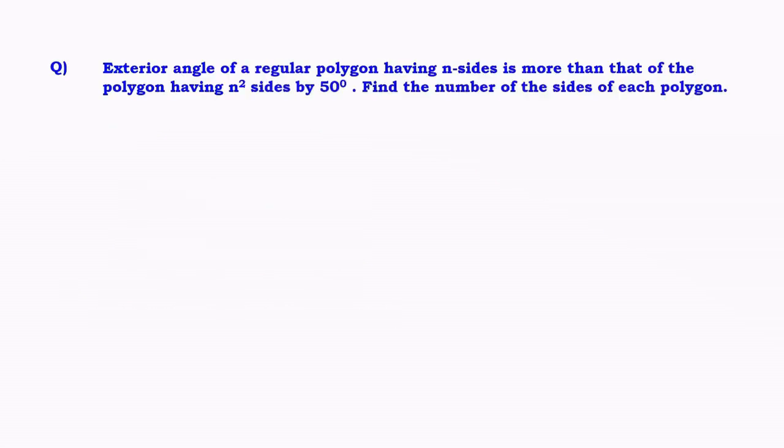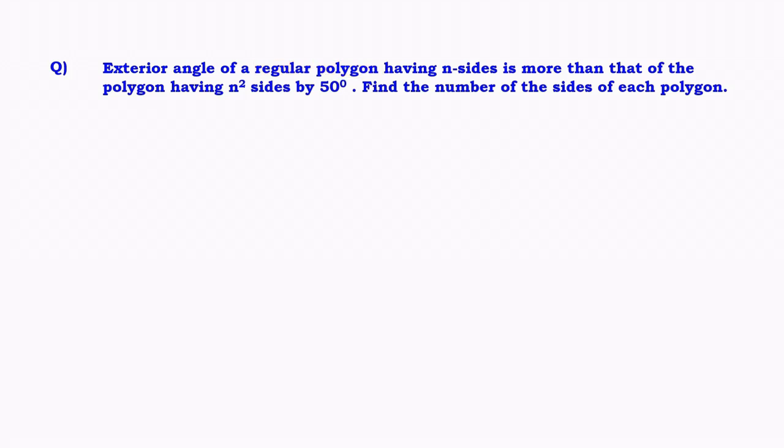Let us read the question. The exterior angle of a regular polygon having n sides is greater than the exterior angle of another regular polygon having n squared sides by 50 degrees. We have to find the number of sides of each polygon.